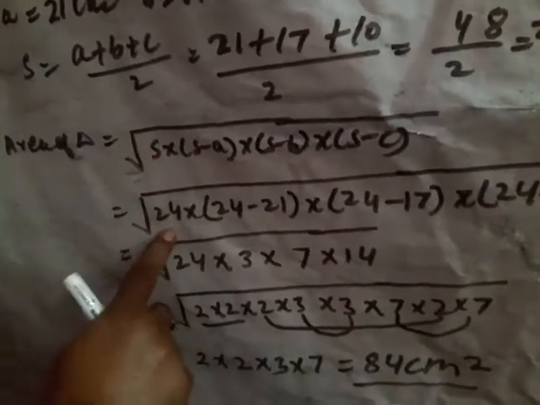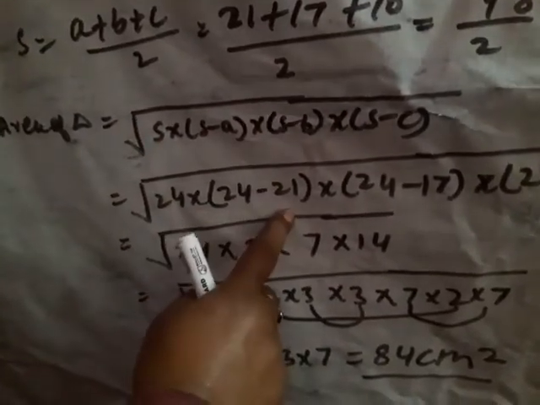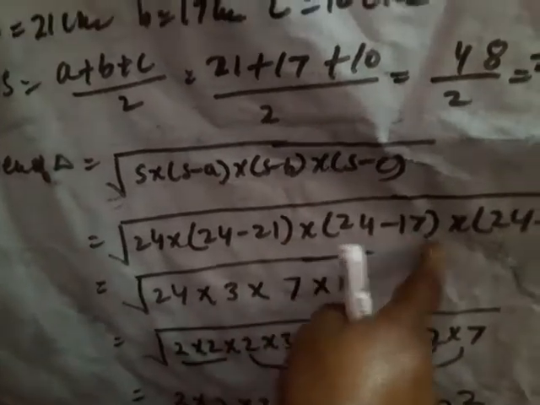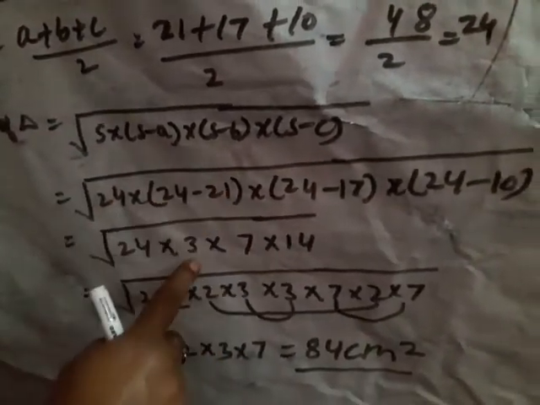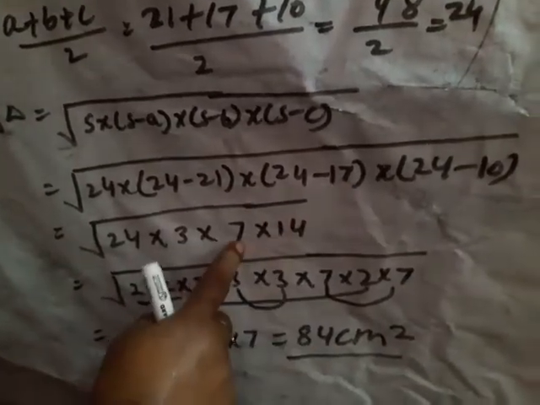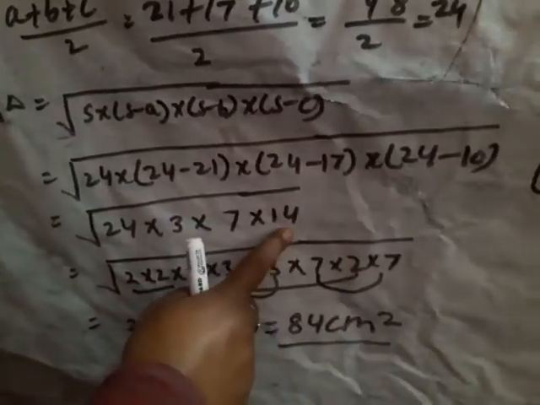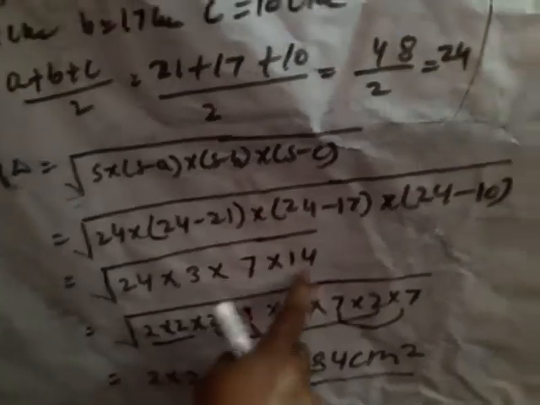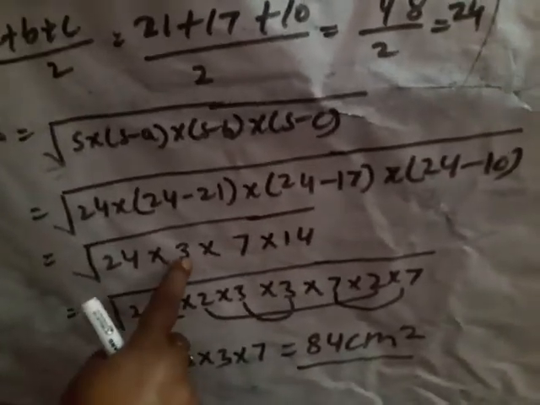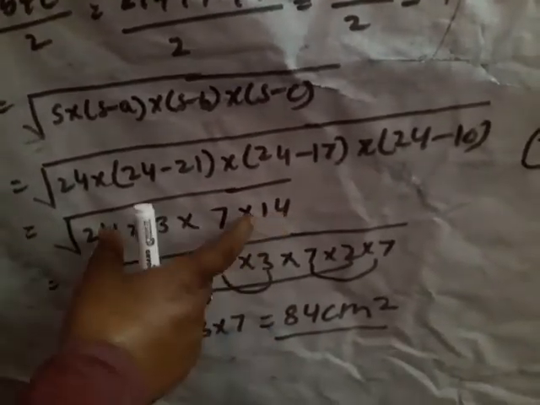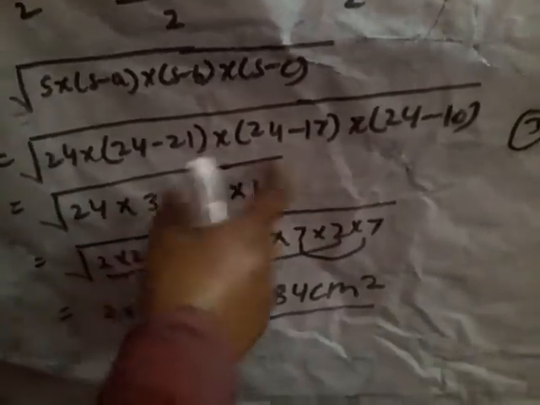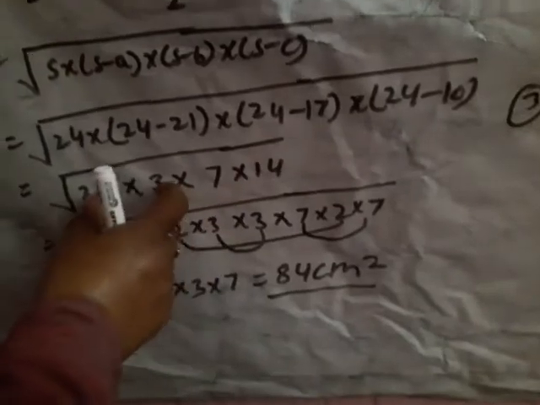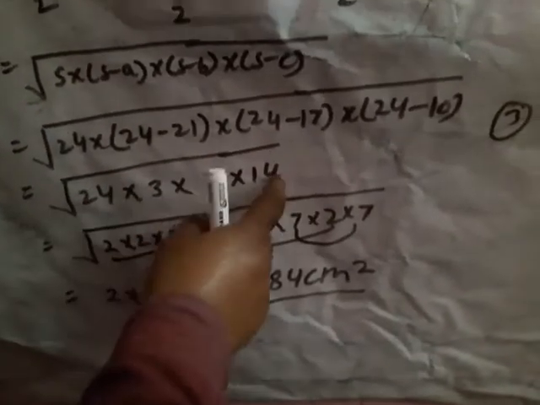Now in place of S you write 24 into (24 minus 21) into (24 minus 17) into (24 minus 10). 24 minus 21 is 3, 24 minus 17 is 7 and 24 minus 10 is equal to 14. If you multiply all four, 24 into 3 into 7 into 14, then a big number will come. After that you find the square root. So you do not multiply all these.